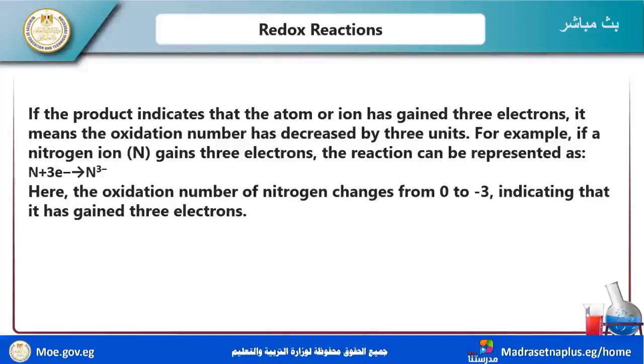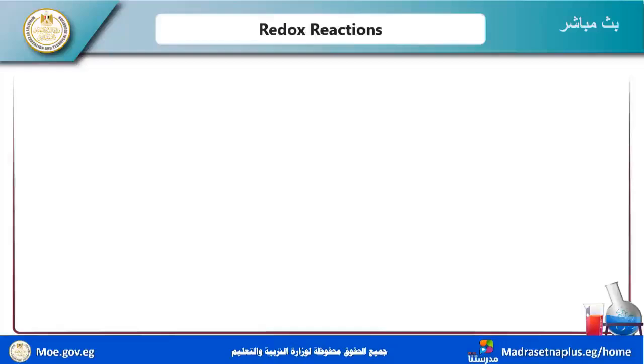For example, if nitrogen N plus 3 electrons converts into N negative 3, then N is reduced to N negative 3. The reaction can be represented in this way. Here the oxidation number of nitrogen changes from 0 to negative 3. Is the oxidation number increased? No, it decreased because it gained 3 electrons, from 0 to negative 3.